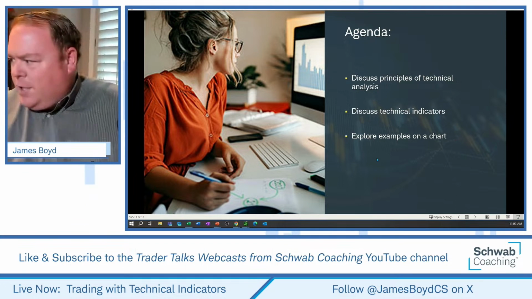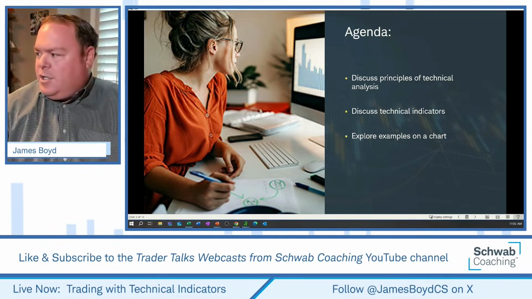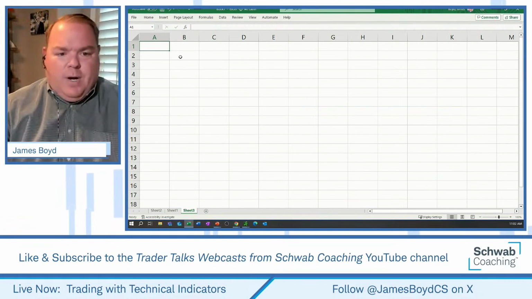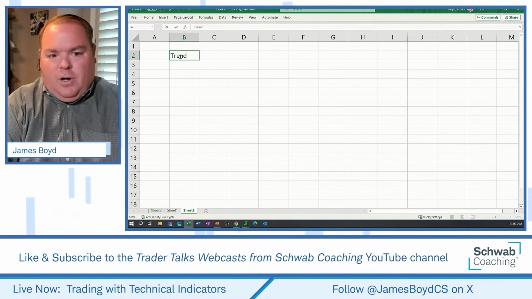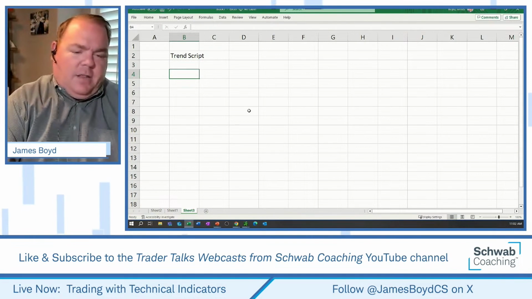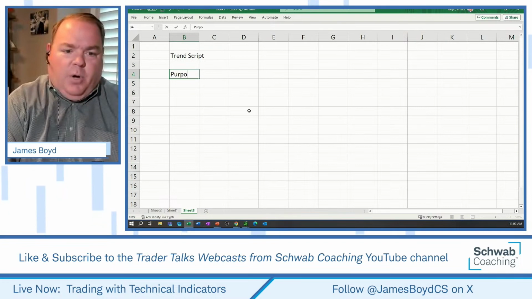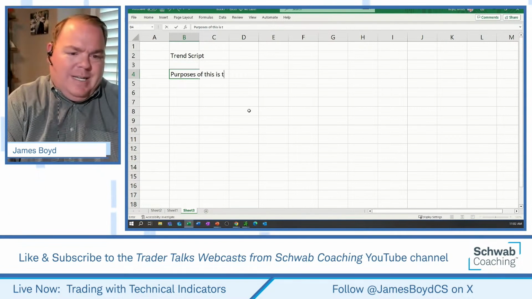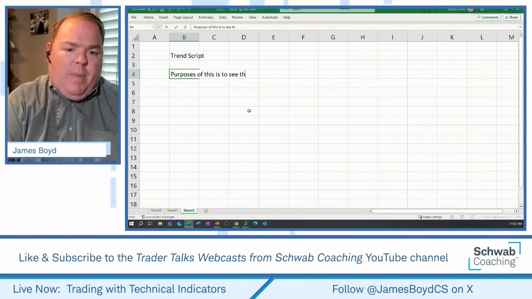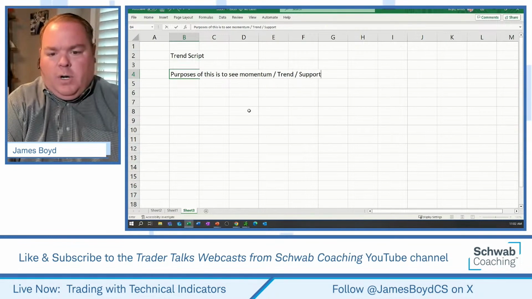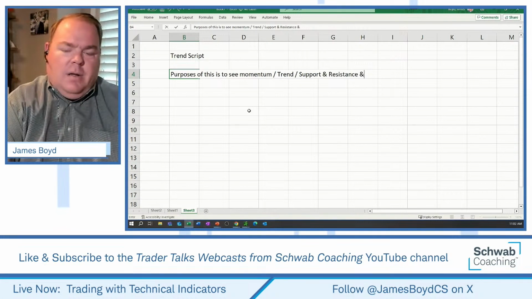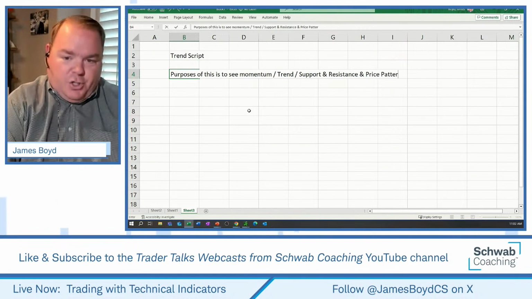So first off, just real quick, let's put this up. When I talk about that script that we bring up called the trend script, okay? I want to talk about the purpose. Purpose of this is to see momentum and trend. It can also help in terms of seeing support and resistance, and also price patterns. And I'm going to show you that here today.